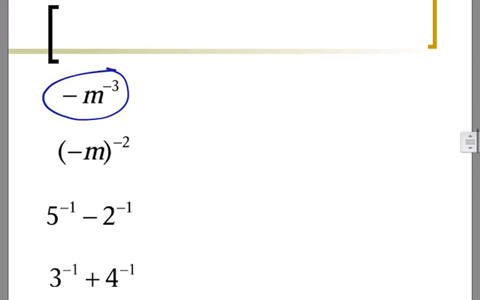Now in this next problem you can see that we have a very negative m. Now it goes on, the negative goes on the outside.